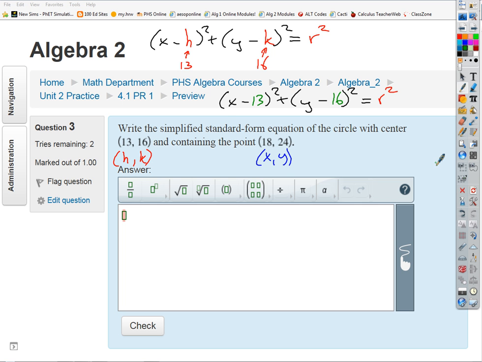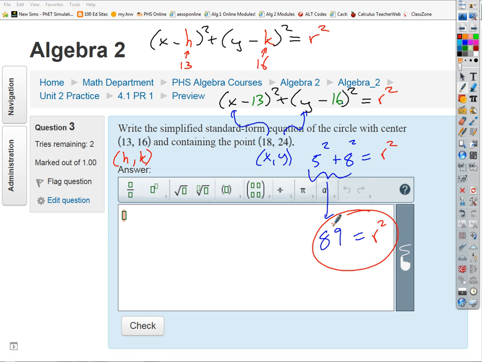So if I plug in 18 for X and 24 for Y, look what we get. 18 minus 13 is what? 5. So this is going to become 5 squared plus 24 minus 16 is what? 8. 8 squared equals R squared. Well, what's 5 squared? 25. 8 squared, 64. So 25 plus 64 is 89. So all that stuff just becomes 89.